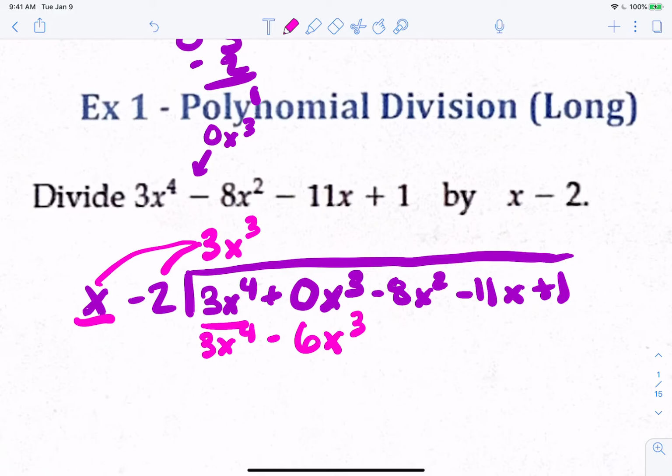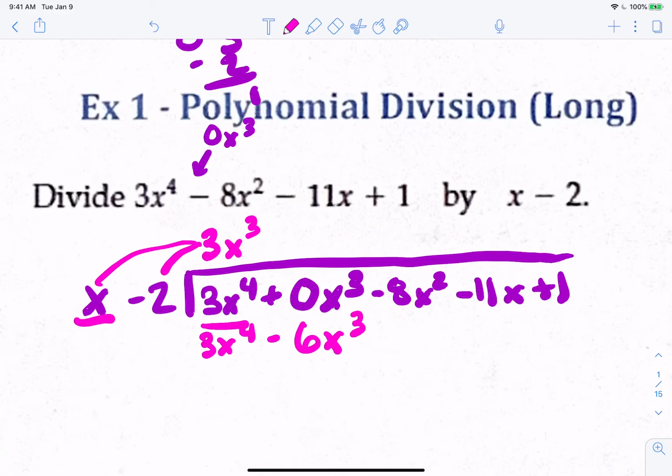We write it right below. Now, take a look at this. If we would not have written an x to the third power, we would be having an x to the second power overlap with an x to the third power. Does that make sense? That's why I have to put the x to the third power in that column. Otherwise, I would end up with problems.